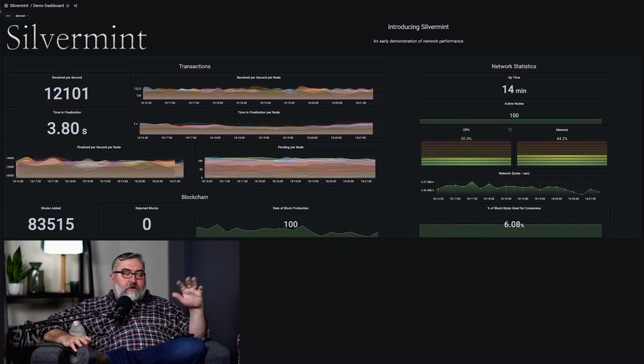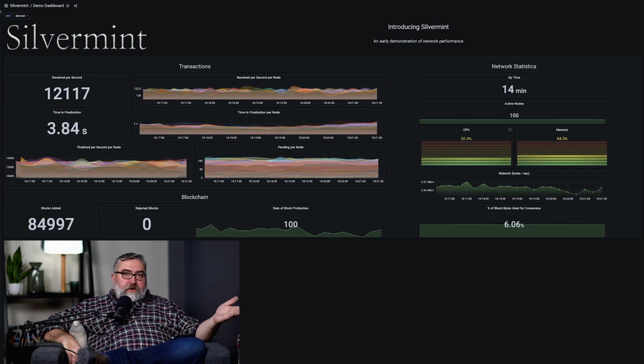So there's no voting or double checking or anything like that. At 12,000 transactions a second right now, that's only consuming about 6% of the total bandwidth. That's less than 10% of the bandwidth that Solana needs to achieve the same effect.